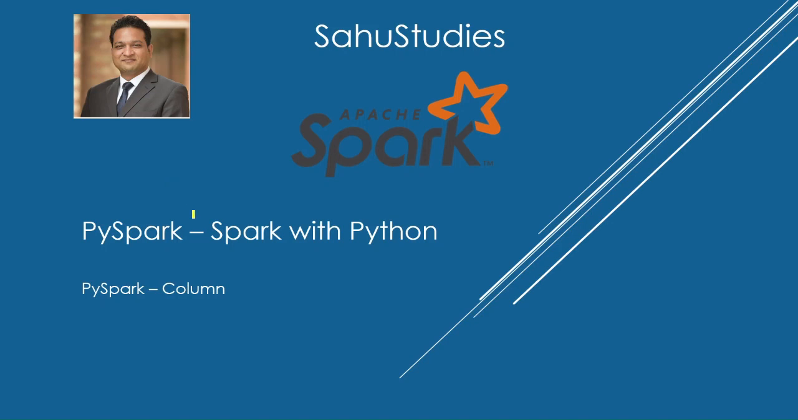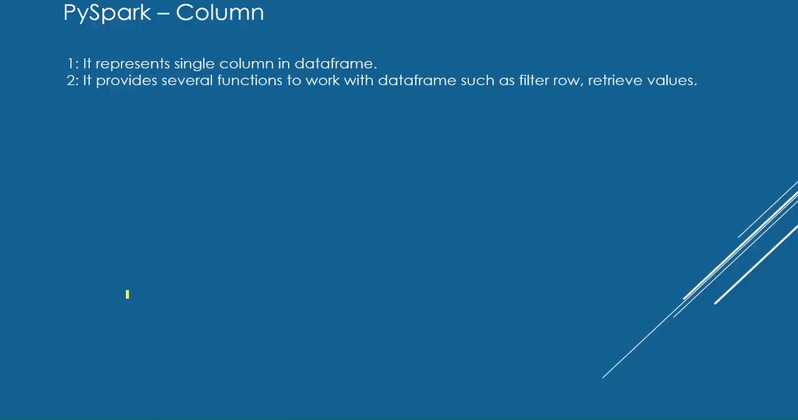In this video, we will see what is column in the PySpark. In PySpark, column represents single column in a data frame. It provides several functions to work with the data frame such as filter row, retrieve values, etc.